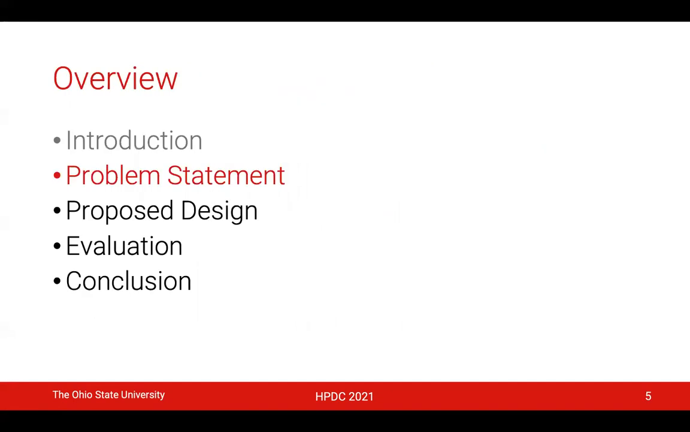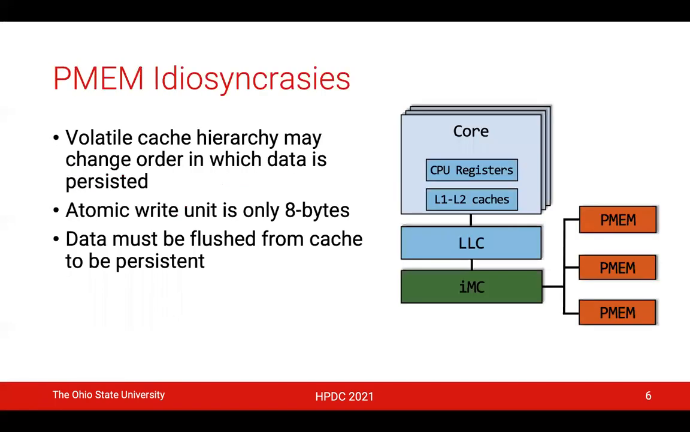Moving on to the problem statement. Despite its attractive performance, persistent memory is idiosyncratic and hard to program with. Persistent memory can be directly accessed using byte addressable loads and stores through the memory bus. However, the volatile cache hierarchy complicates data consistency and persistence.